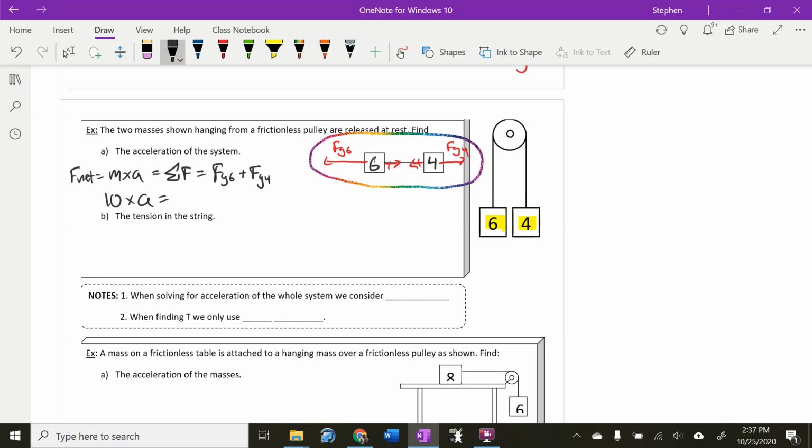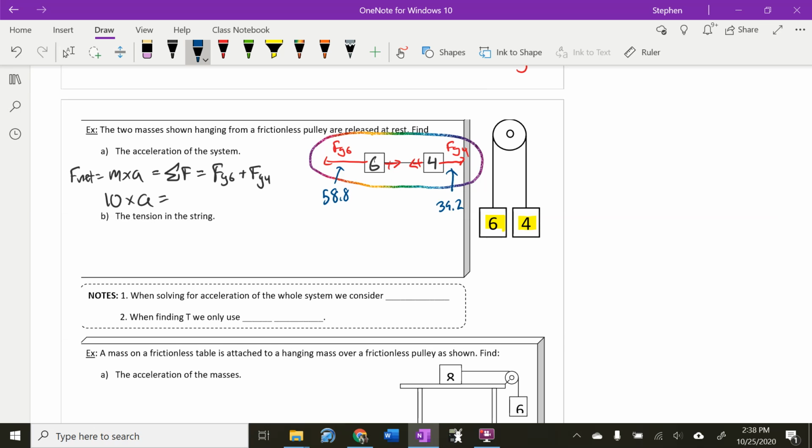Now what is Fg6 going to be? So we know Fg is mass times our gravitational constant. So this is going to be 6 times 9.8. And 6 times 9.8 is 58.8. So I'm just going to label that here. This is going to be 58.8. And 4 times 9.8 is going to be 39.2. Okay, so feel free to get into the habit of annotating your diagram. It does kind of help sometimes with solving our problem here.